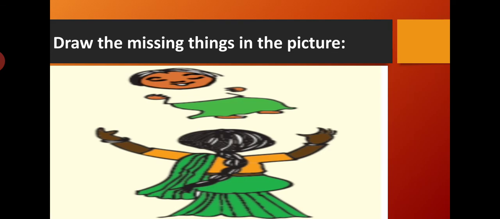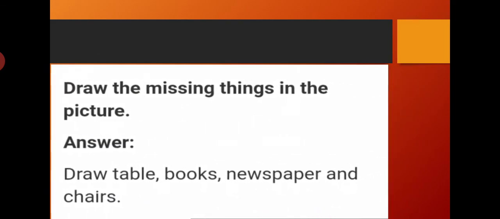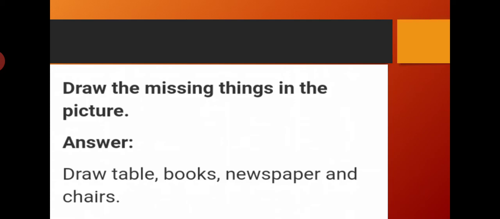Now first you have to see what all things are missing. Draw the missing things in the picture. First you have to see what all things are missing in the picture. So a table is missing, then a storybook is missing, then a newspaper is missing, and 2 chairs are missing.